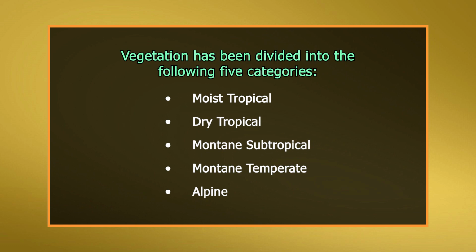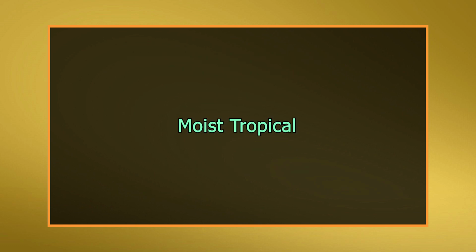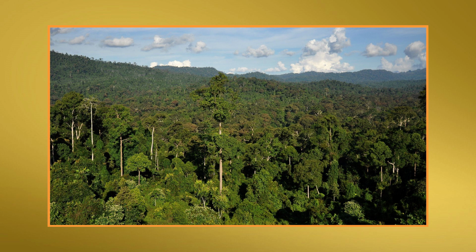Moist tropical, dry tropical, montane subtropical, montane temperate, and alpine types. Now we are going to talk about the moist tropical type. The forest of this type is basically the rainforest that's wet and evergreen or semi-evergreen. It's found in the high rainfall areas where the dry season is short.